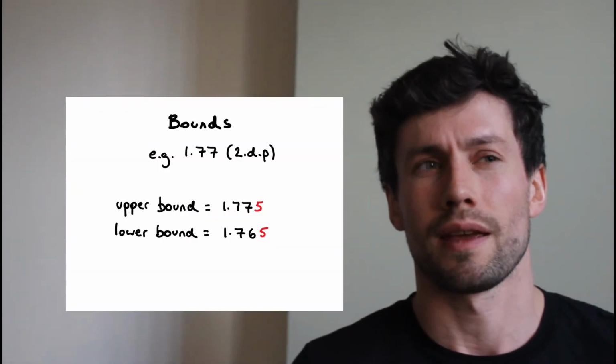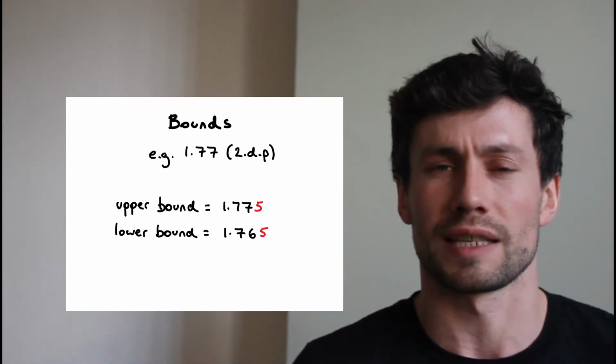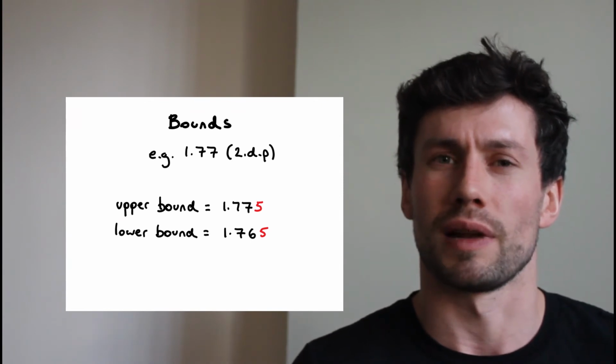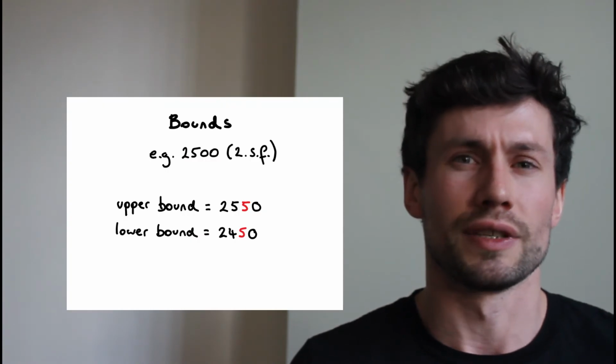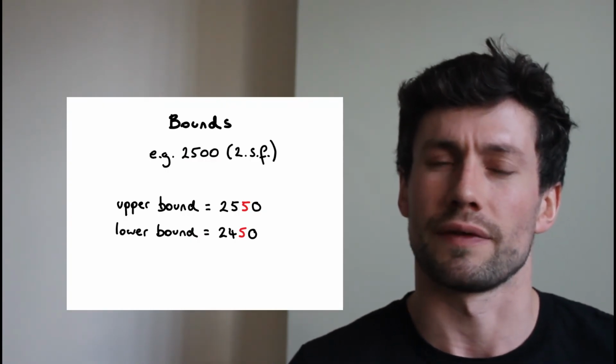As you can see with all of these examples, the level of accuracy that I've been given the original values to determines where I place the 5s in my answer. If I've been given a value to 2 decimal places, in the 3rd decimal place I place a 5. And if I've been given a value to 2 significant figures, the 3rd significant figure is where I place my 5. This is a very easy way to get half of finding upper and lower bounds right, but you have to be very careful when finding the lower bound.